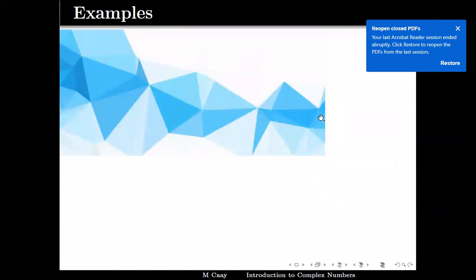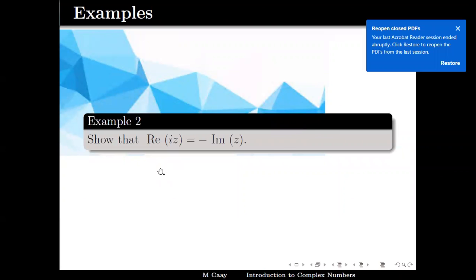Okay, so let's go to example number 2. Let's show that Re of iz is equal to negative imaginary part of z. So let's recall that our z can be written as x plus iy. This is our real part of z, and this is the imaginary part of z. So this is pretty simple.